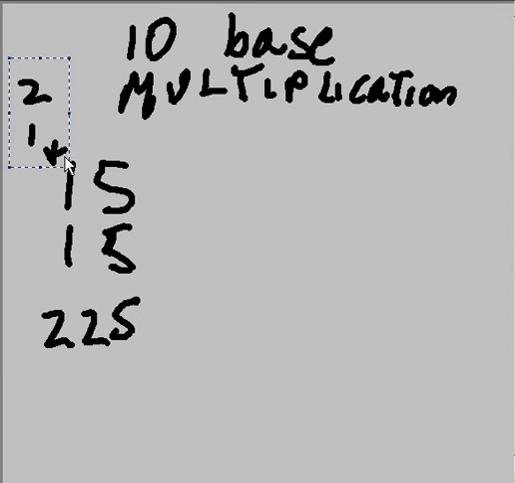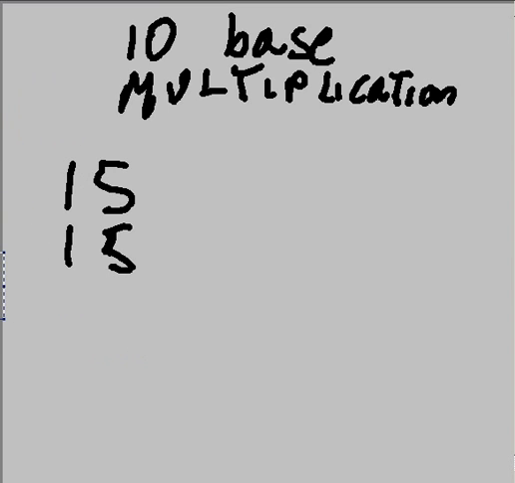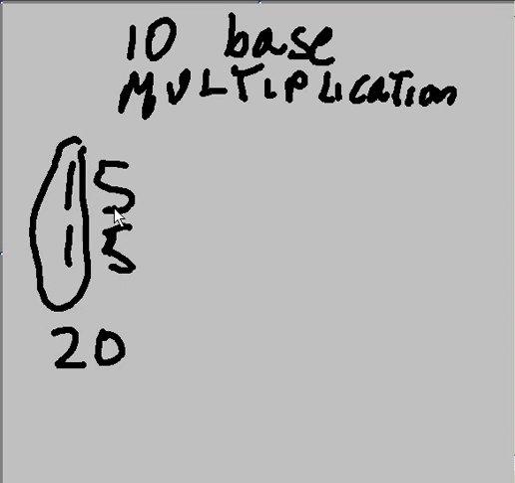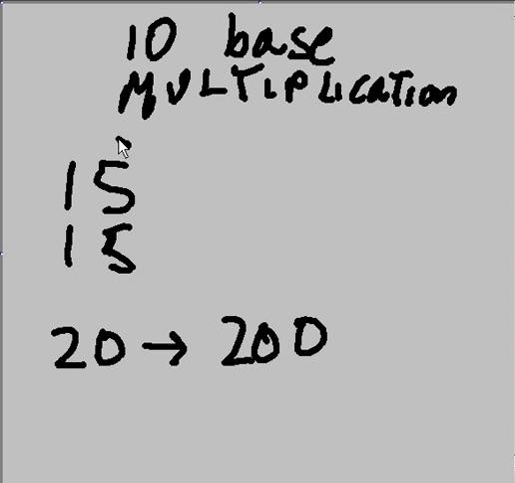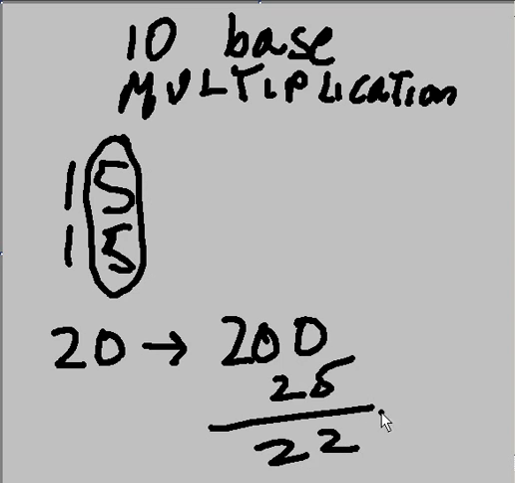Now, let's see if this method works with these. We know the answer already. Well, 15 plus 5 is what? 20. 20 times 10 equals 200. And then 5 times 5 is 25, and we get 225. Exactly the other answer. This corroborates the other answer, and the other answer corroborates this answer. And here's our answer. 225. Oh, this is so much fun.